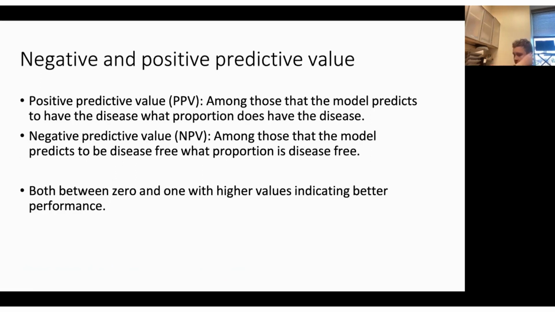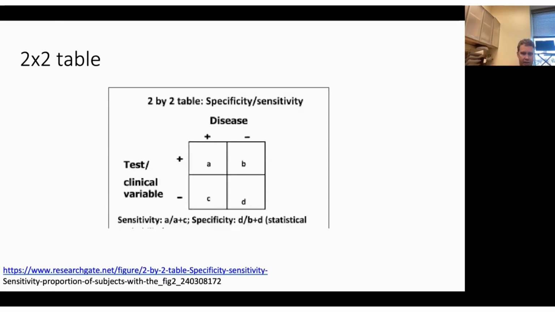And similarly, negative predictive value is just the same thing, just looking within the group where the model predicts them to be disease-free, and what proportion is actually disease-free. So that would be D in the numerator, that's the people who are disease-free, and the model says they are disease-free. And then the denominator would be C plus D, which is the number of people that the model says they are disease-free.